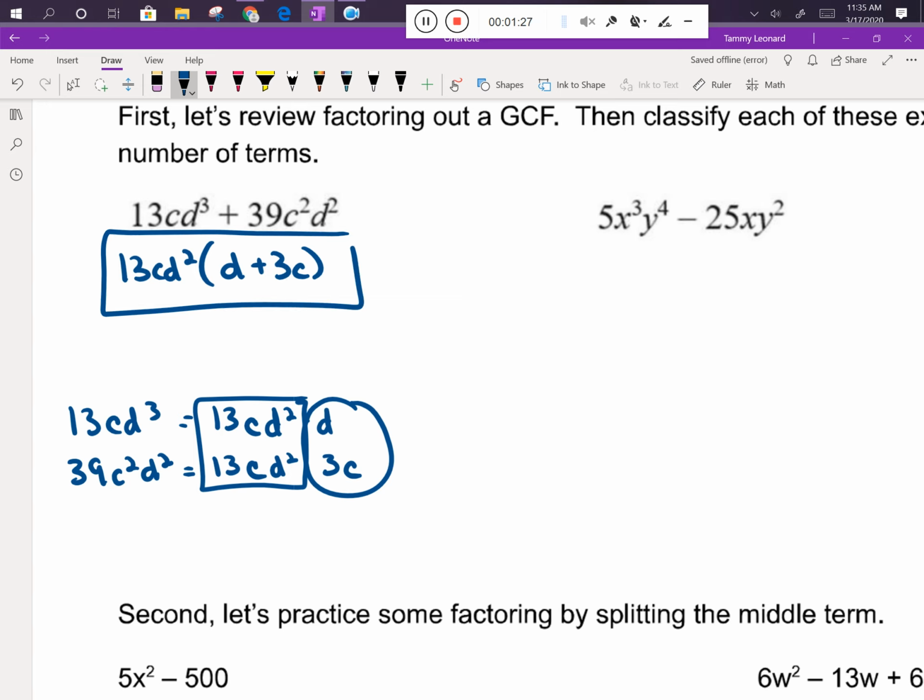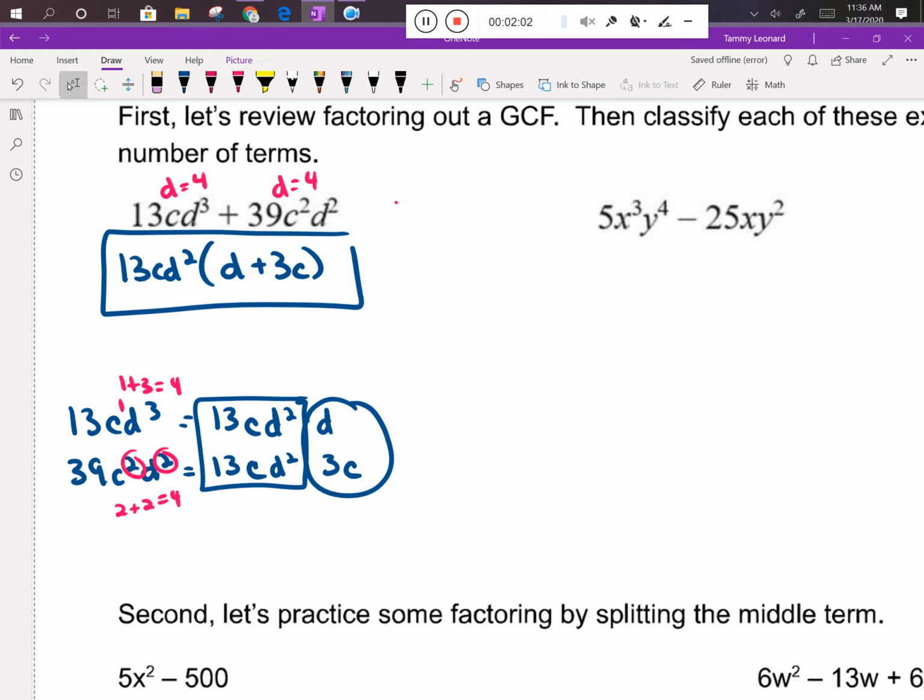Then we were asked to go in and classify based on degree and number of terms. So let's review how we calculate degree. When I'm looking at this, if I have 13cd cubed, that's a 1 and a 3. 1 plus 3 is 4. So the degree of this term is 4. And then I've got a c squared and a d squared. The degree of that term is 2 plus 2, or 4. So neither of these are higher or lower than the other. So the degree of this whole polynomial is definitely 4.